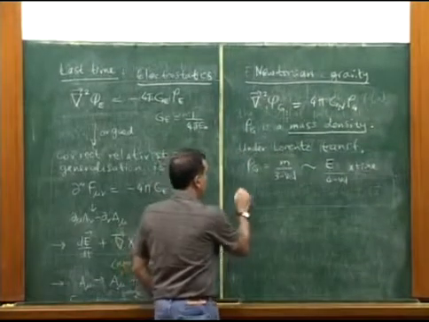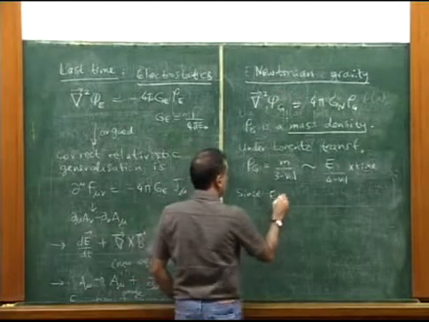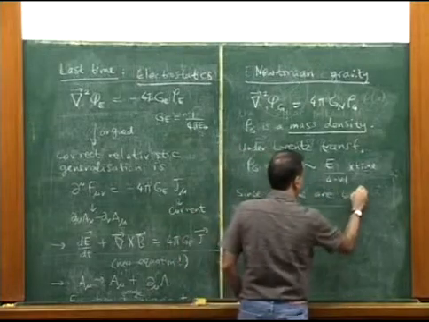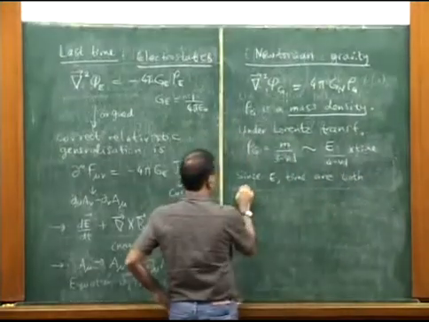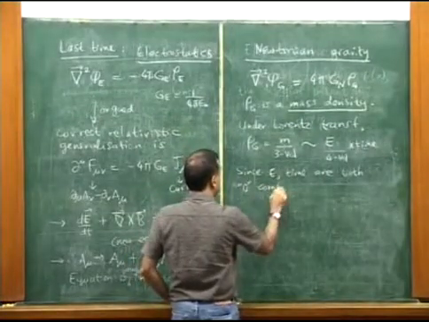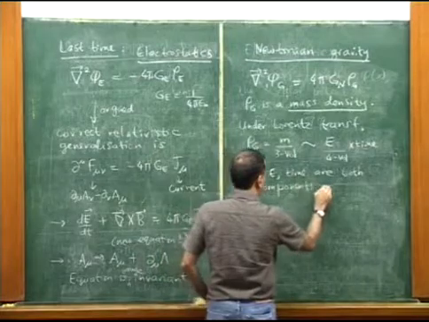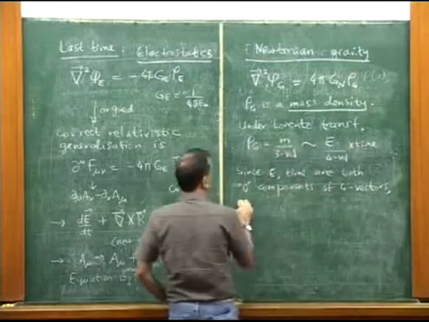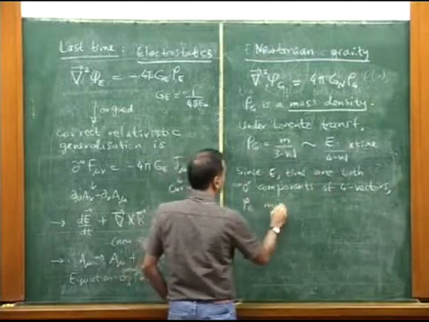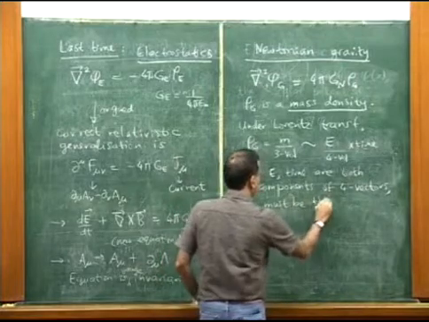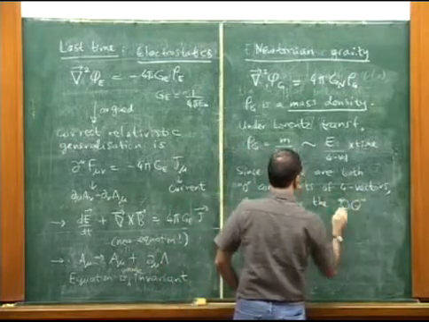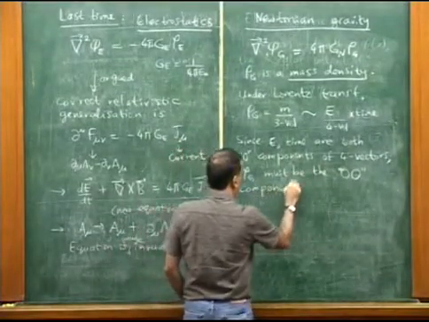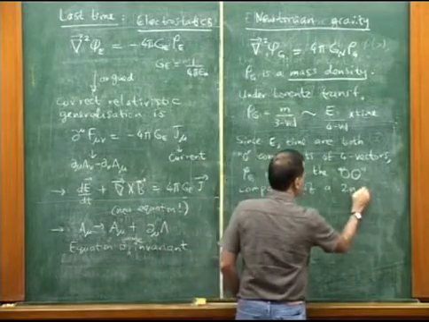And therefore, since energy and time are both zero components of 4-vectors, rho_G must be the 0,0 component of a second-rank tensor.